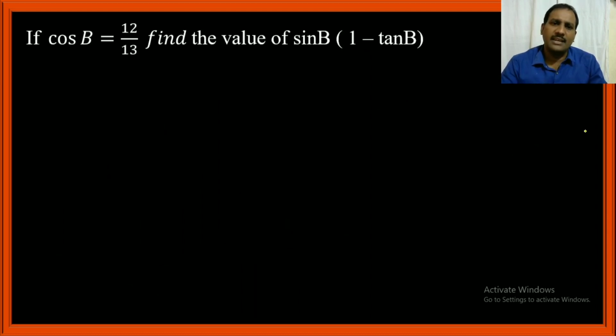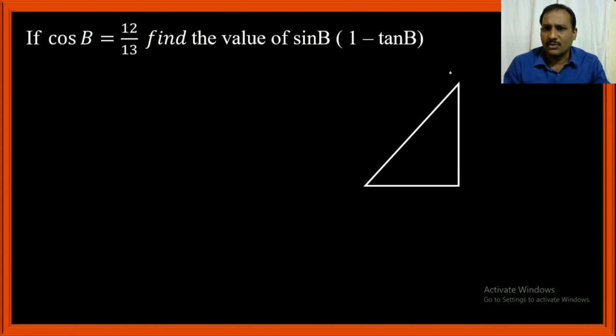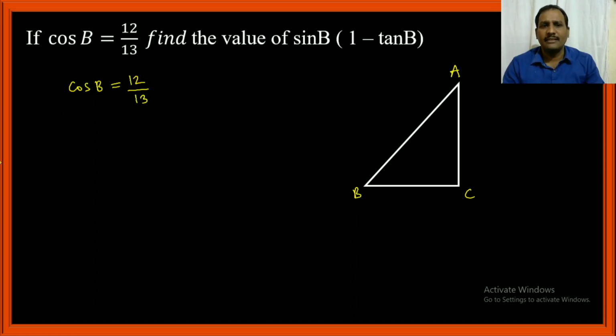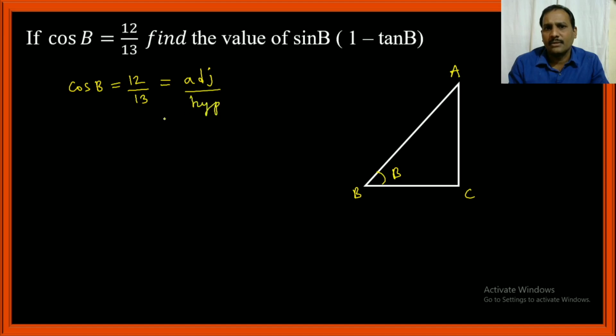If cos B is equal to 12 by 13, find the value of sin B into 1 minus tan B. So you have to go with the same regular method here. So this is A, this is B, this is C. So what is given here? Cos B is equal to 12 by 13. How is cos defined? That is adjacent side by hypotenuse. So what is the adjacent side here? That is BC, that is equal to 12, and the hypotenuse is AB, that is 13.